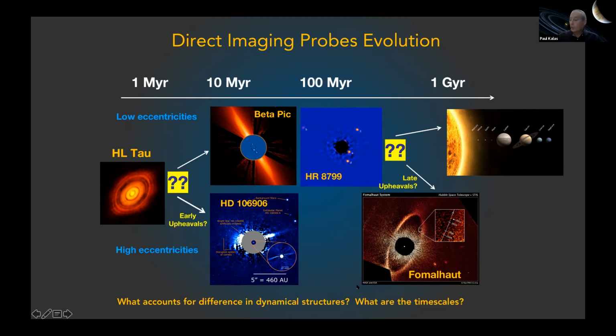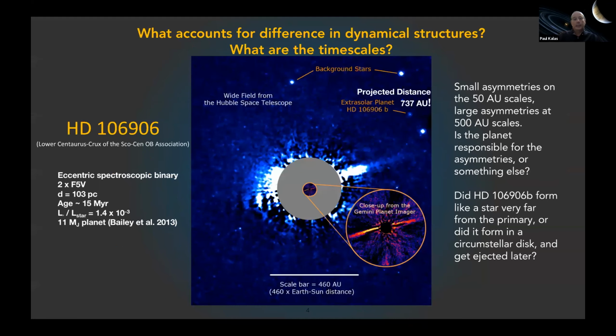So to get an empirical grasp of what's going on, we've been studying the 106906 system down here, which has an age of 15 million years, and it appears to be highly perturbed and dynamically hot. In 2015, this is what we knew about the system. It's actually surrounding a spectroscopic binary, two F5 main sequence stars, at a distance of 103 parsec. Before we imaged the debris disk, we knew it had a distant giant planet, 106906b, with 11 Jupiter masses. And the separation is astonishing, 737 AU.